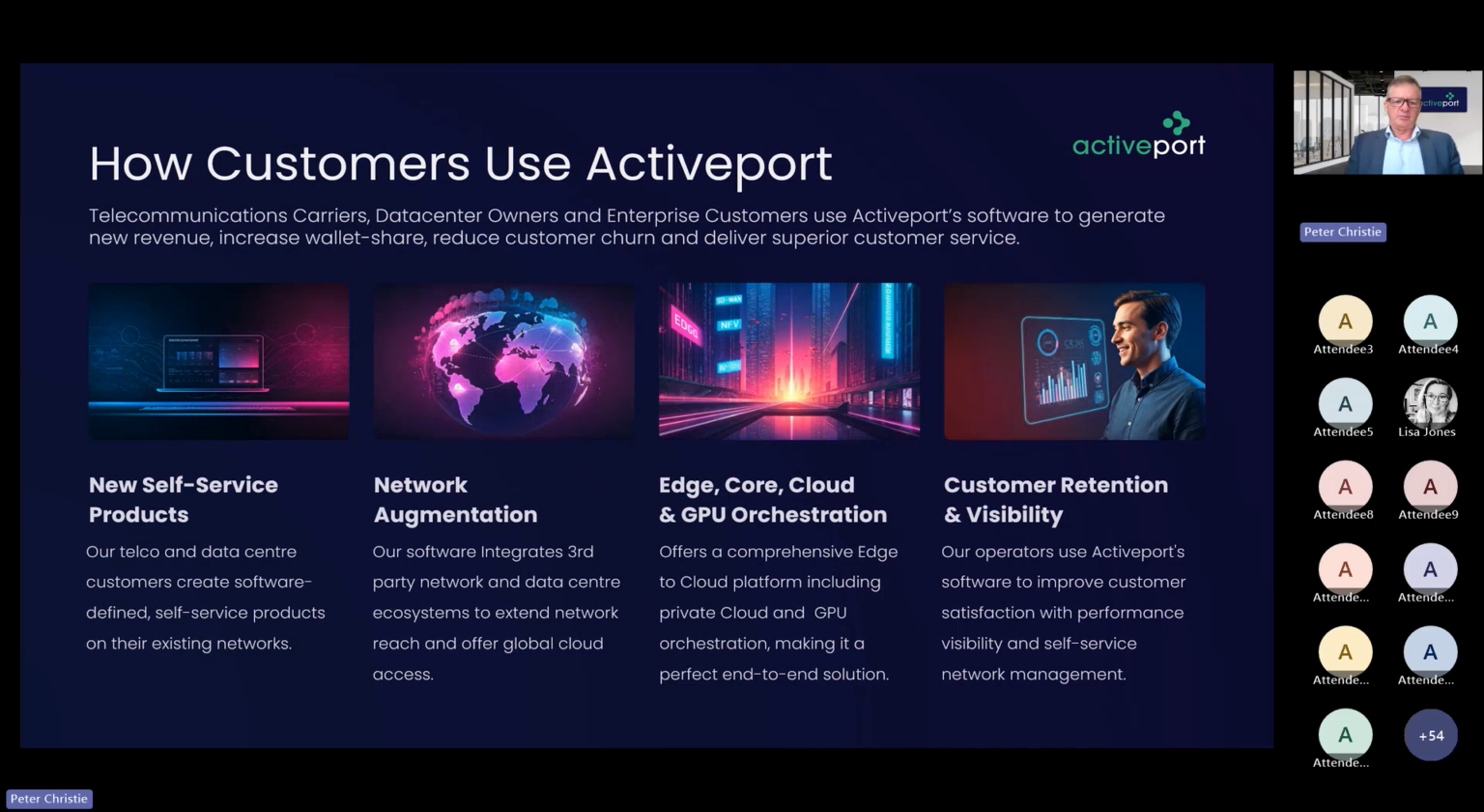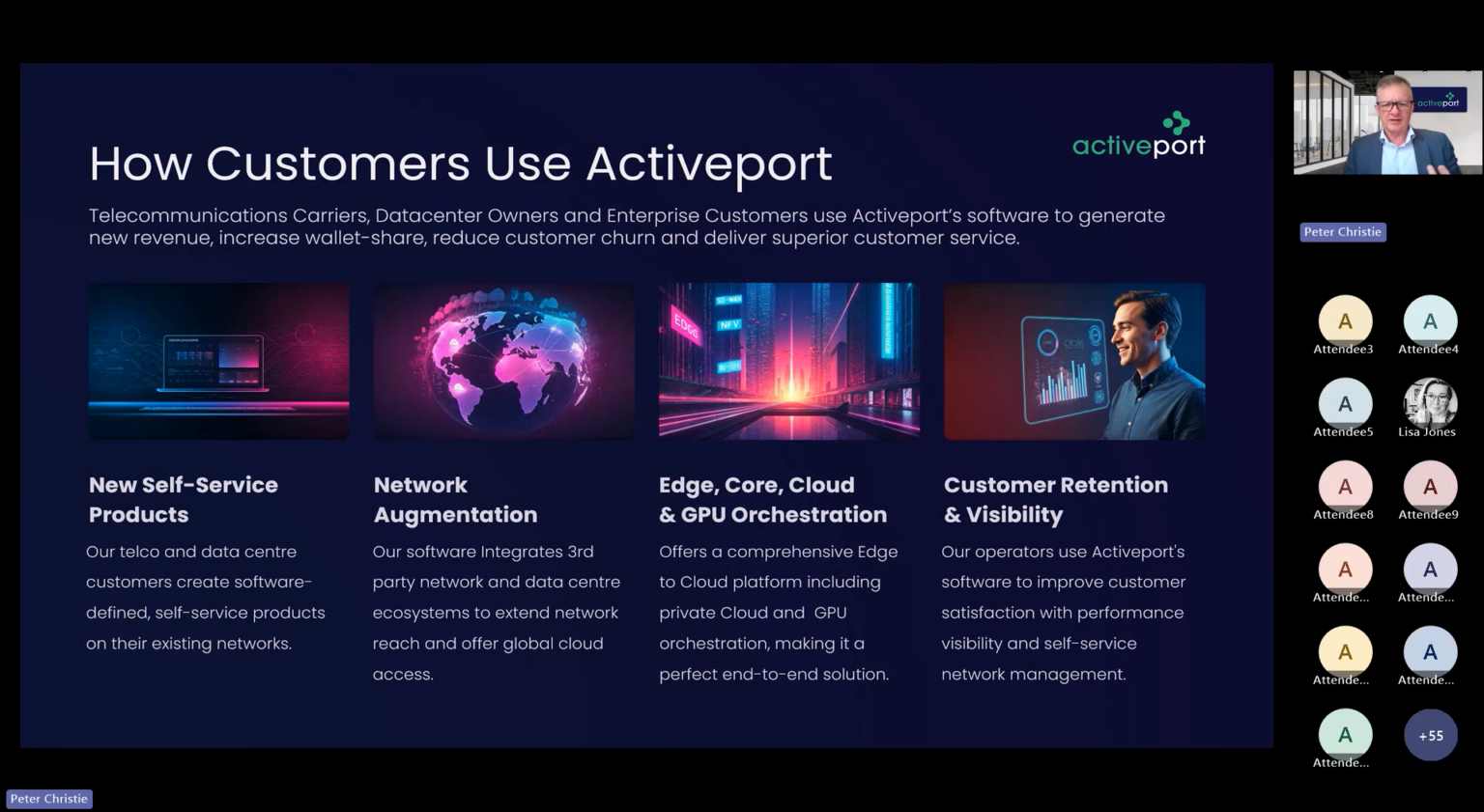And so we're in the fortunate position that our software is used by our customers to create new self-service products across their networks and their data center infrastructure. A feature of our product is that telcos can use it to augment their network. In the last decade, there have been a lot of what we call network as a service operators. A perfect example of that is Megaport, where they have extensive global networks of data centers that they can connect customers to.